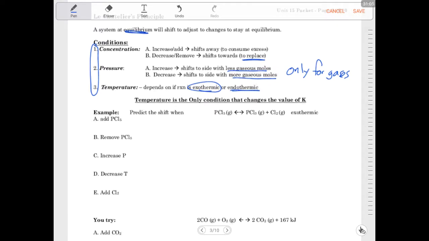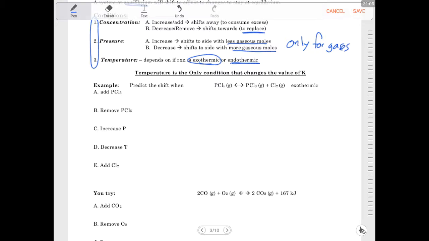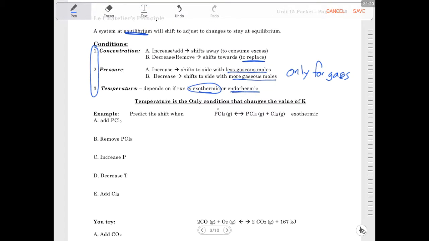So here we go. Let's look at some examples. Like I said, each person it may click at a different time. We're just predicting the shift. Is it going to go to the right or is it going to go to the left? So in letter A, we're going to add phosphorus pentachloride. That is on the left of our reaction. If we're going to add it, that means this is going up, which means it's going to get heavier. We're changing the concentration. It doesn't say anything about gases or pressure here. If it's saying adding one, we're changing the concentration. So we're increasing the concentration on the left side.